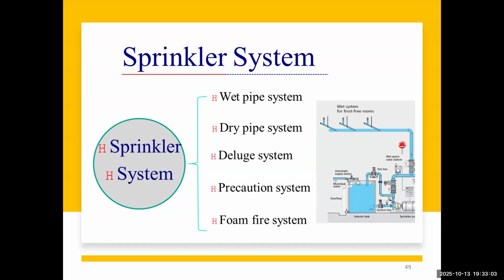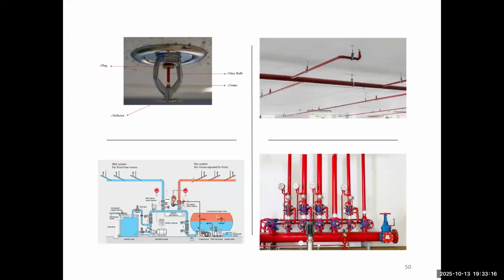And we also have the foam fire system and the pre-action system. All of these construct our sprinkler system. So the sprinkler system includes a very important water supply in some tanks or pumps, and includes a network of pipes throughout the building, always up in our ceilings or in our walls. And also we have the sprinkler head.